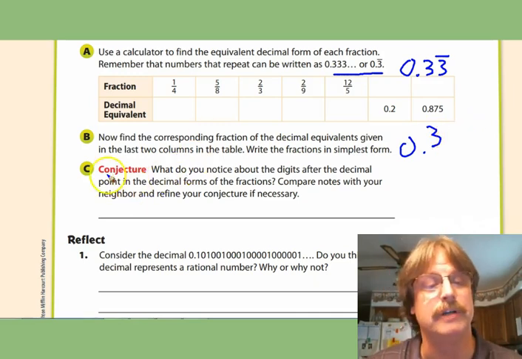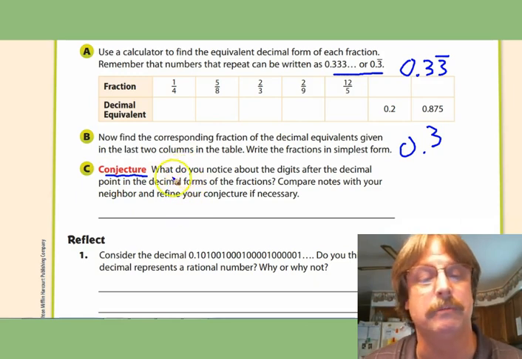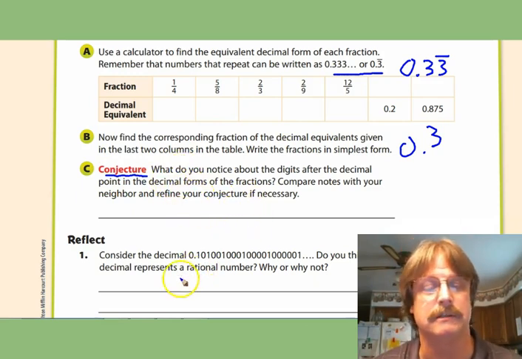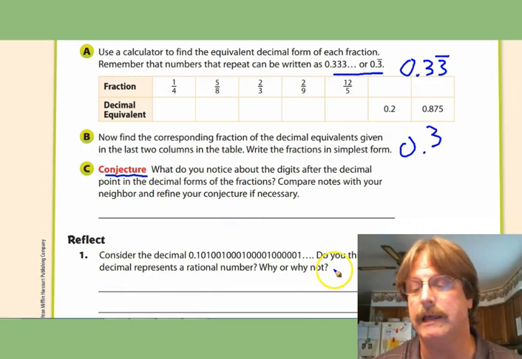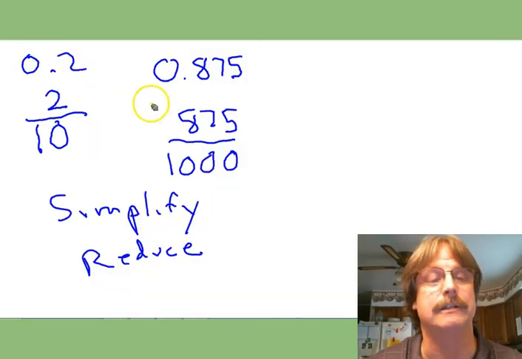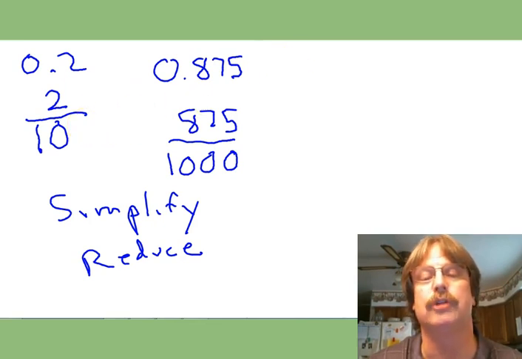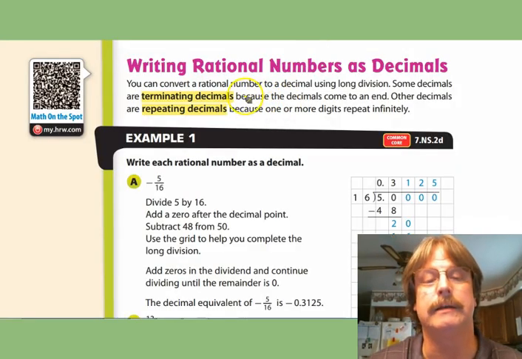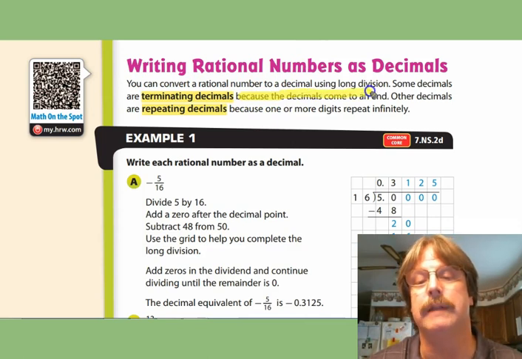So you have your conjecture to do here. Conjecture is you're going to make a statement of your beliefs there. It's kind of like a hypothesis. You have a reflect question to go ahead and do. Integers that I went ahead and showed you on the slides here, these have all been terminating, okay, because the decimal comes to an end.